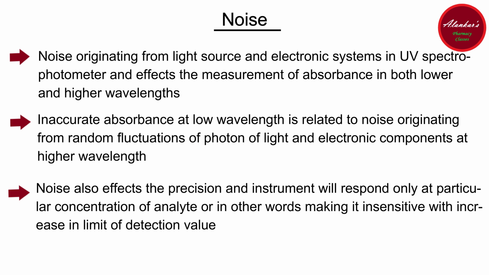Now the next test is related to the noise. The noise originating from the light source and electronic systems in a UV spectrophotometer affects the measurement of absorbance at both lower and higher wavelengths. Inaccurate absorbance at low wavelength is related to random fluctuations of photons of light, and at higher wavelength to electronic components. Noise also affects the precision, and the instrument will respond only at a particular concentration of analyte, or in other words, it becomes insensitive, with an increase in limit of detection value.